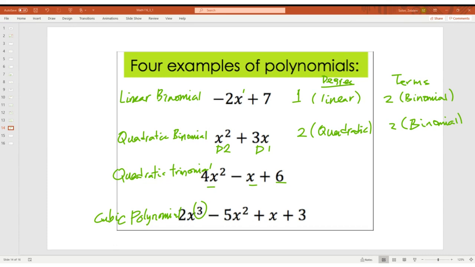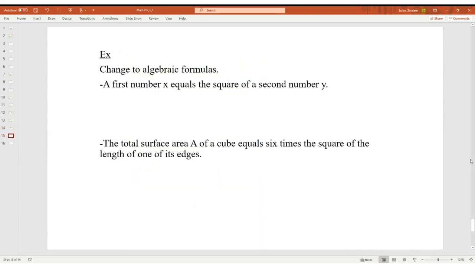Okay, next we have some examples. Changing a sentence into an algebraic expression or equation. Given in a sentence, you can change it into an expression. So this says a first number x, an unknown number x. Just write unknown number x. It equals the square of a second number, y squared. That's it. Very simple. x equals y squared.